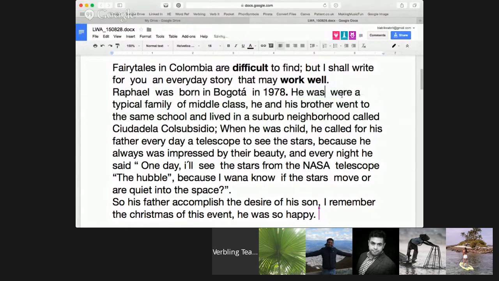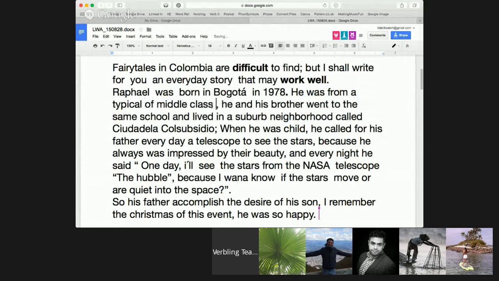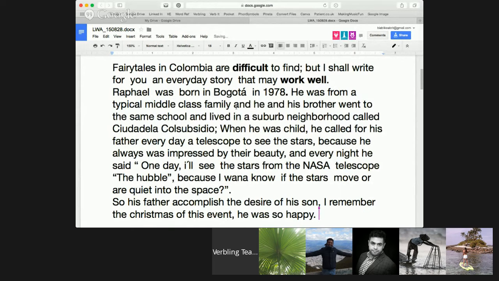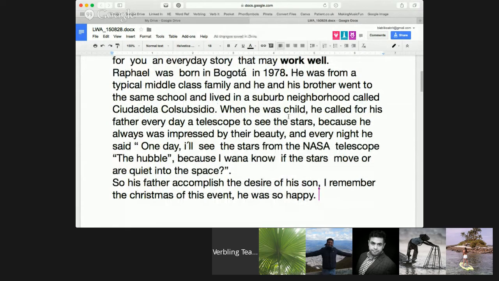He was from a typical middle class. Middle class we use as an adjective, and then we put family after. And I think we could do an "and" here. He and his brother went to the same school and lived in a suburb neighborhood called Ciudadela col Subsidio. Full stop. Brilliant. When he was a child, he called for his father every day a telescope.